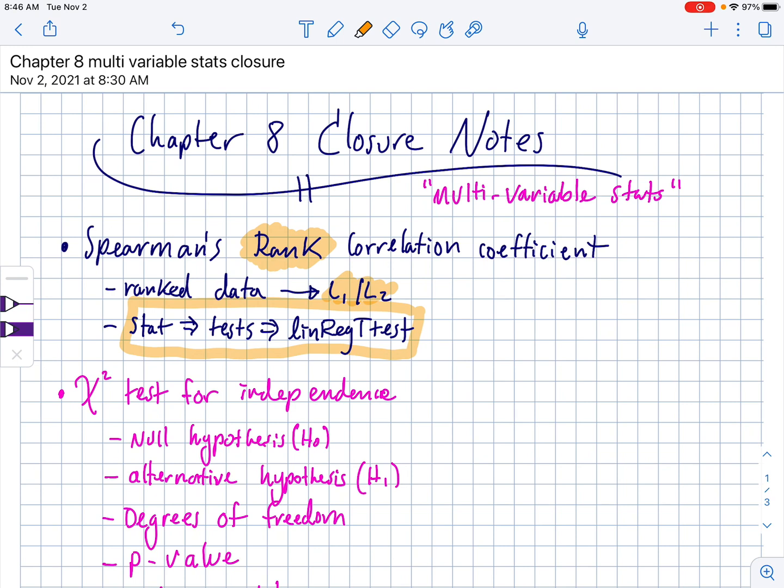I think the hardest part of this unit is definitely keeping track of all the different calculator steps that we do, because they're all sort of similar but slightly different.